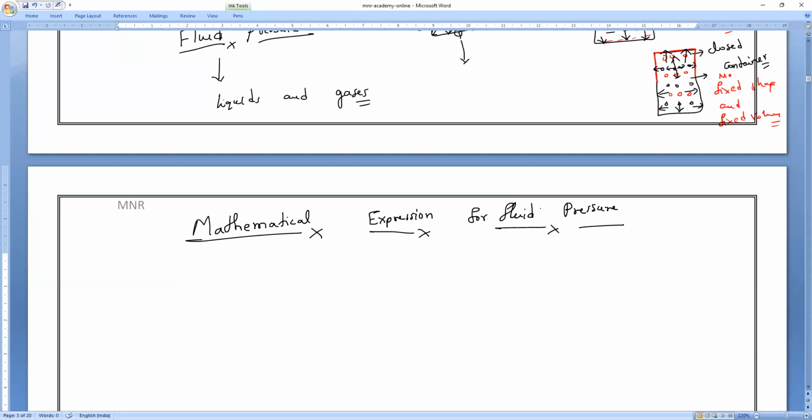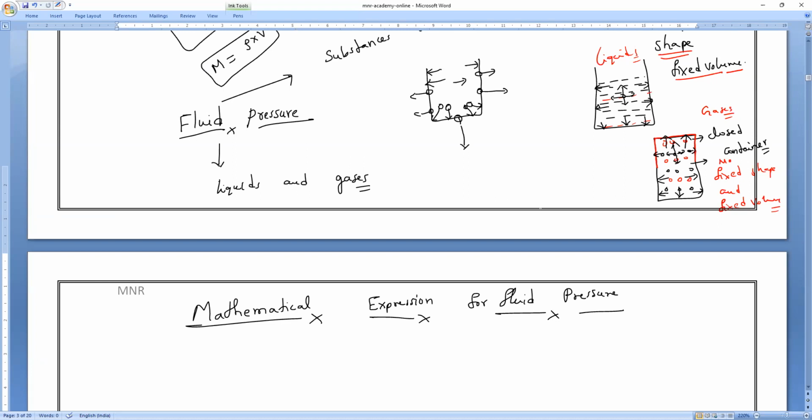And one more thing: the particles inside a fluid, are they in a particular motion or in random motion? The particles inside a liquid or a gas are in random motion, always continuously moving here and there. That is why we say they are in random motion, or zigzag motion. I have taught you this in chemistry. Do you remember, everybody?